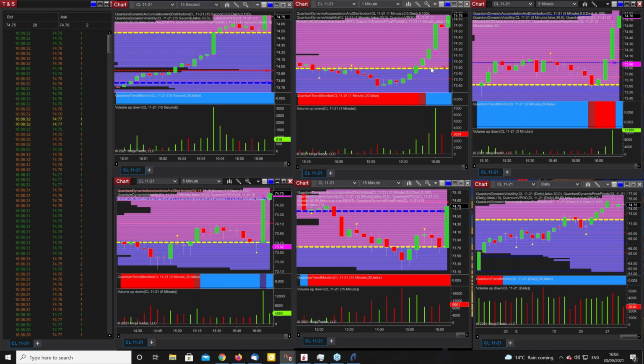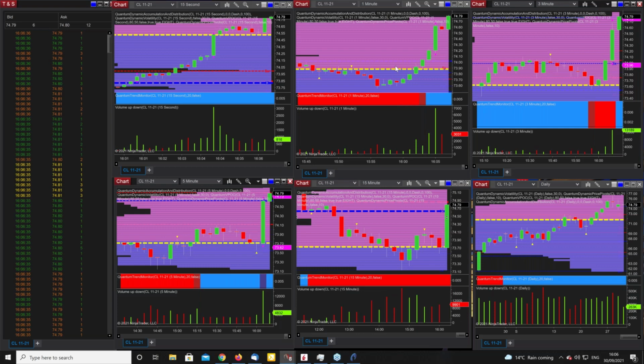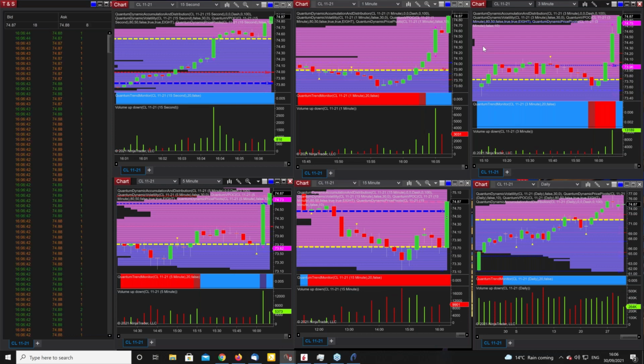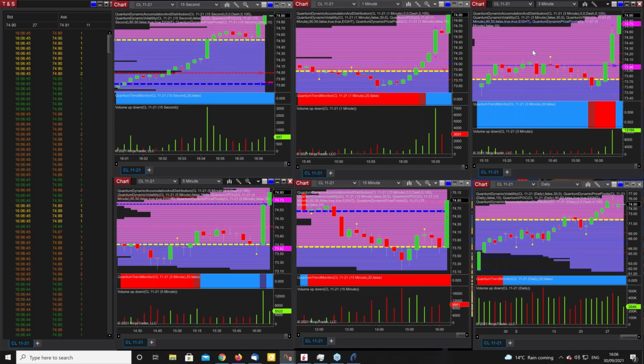If this does continue higher, fine, happy days. You can jump back in again. If not, you've lost nothing. All you've lost is a little bit of profit in here. It's as simple as that. This looks as though it's going to carry on higher. Fine, no worries. If you want to jump back in, no problem.